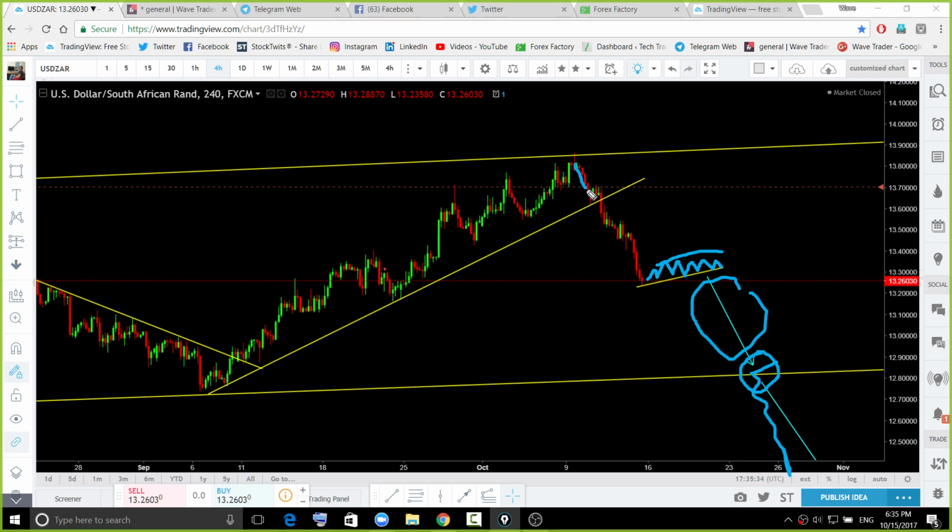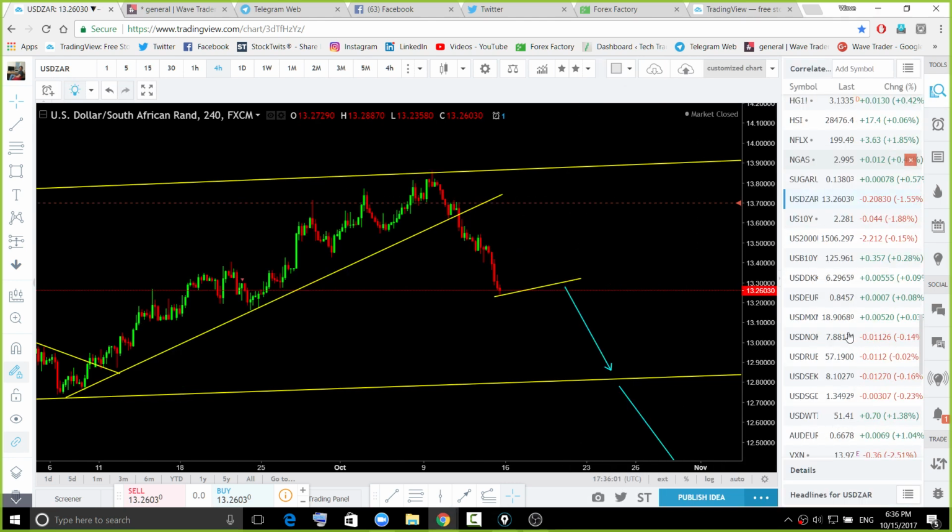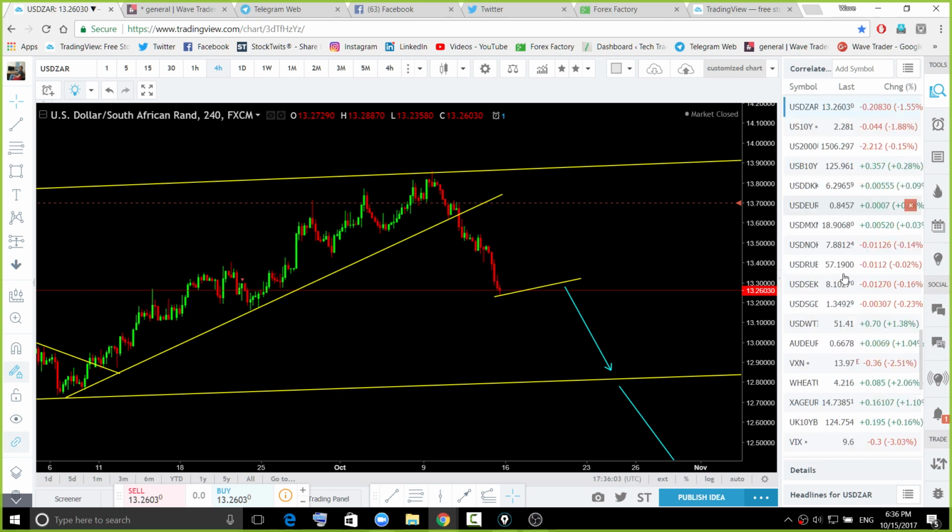So far it is very short, and I'm thinking this pair is going to test this area even without forming this continuation formation. You know why? Because I'm in that trade and I don't want to see that continuation formation. I hope those who are following me are already in that trade. If it does form a continuation formation, there is an opportunity for you. So, USD ZAR.